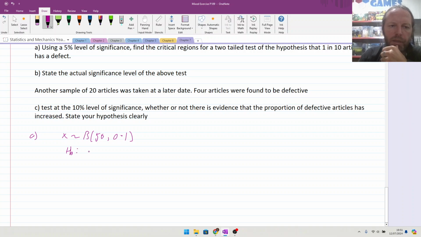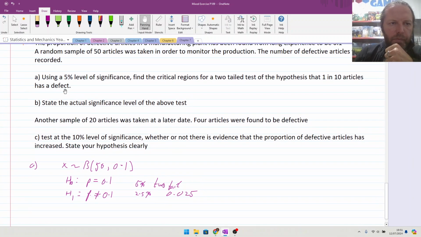null hypothesis: probability will equal 0.1, and then we have an alternative hypothesis of it being 0.1 but not equal, and we are working at 5%, two-tailed. So we are looking at 2.5% in each one, which is 0.025.